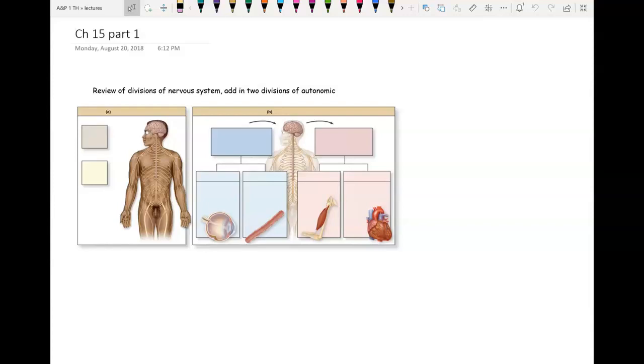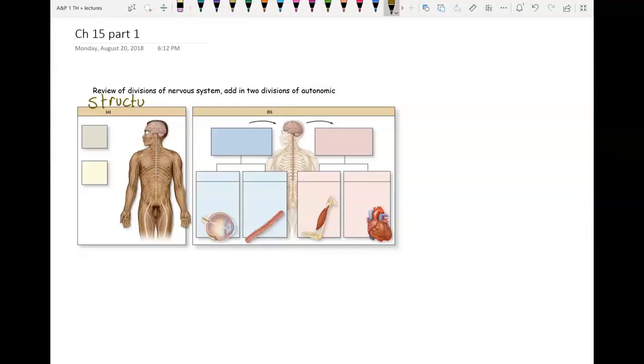This picture should look familiar to you. We covered this in Chapter 12. It's the organization of the nervous system. So to begin with a review of this, just like with the joints, we can also organize the nervous system by both structure and function.